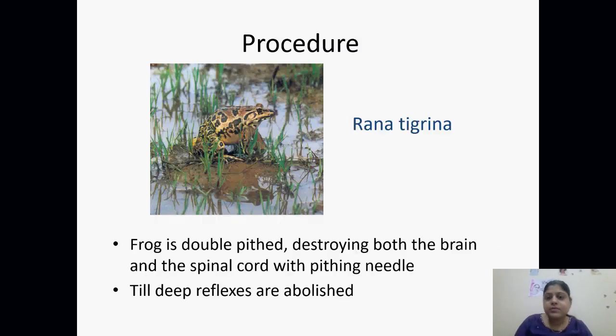So next is the procedure. We have a frog, Rana tigrina. It is double pithed, destroying both the brain and the spinal cord by passing a needle until deep reflexes, touch, pain, and all other reflexes are lost. We have to check whether the corneal reflex has been lost or not.